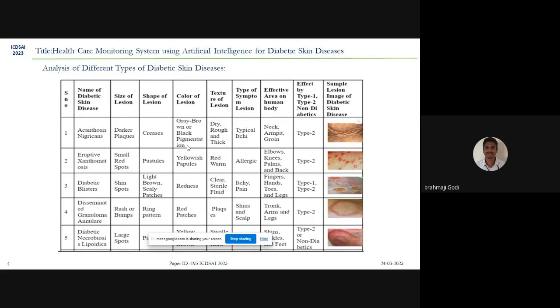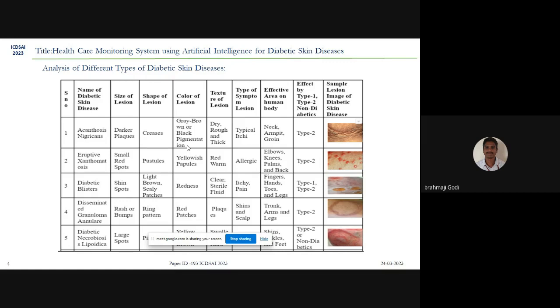it will have a different size, shape, lesion, color, texture, and type of symptoms, and especially the area it affects. It is a very important point, sir. Why I am focusing on this is the effect of the disease on the human body. Till now, many people have not worked in this particular area, sir. Why? Because they are concentrating on size, shape, color and texture.